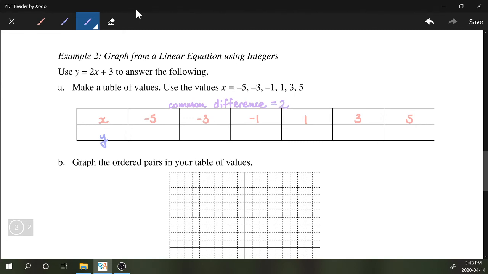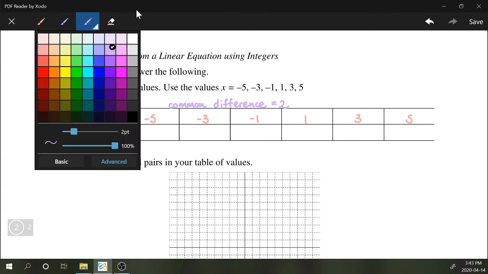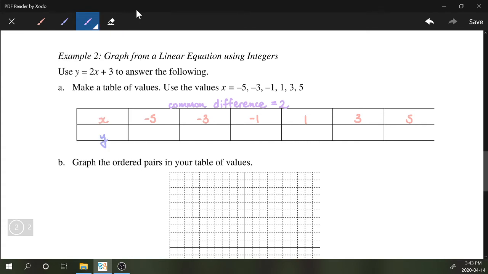Now for the y values, let's give a quick look. I'm going to substitute the x values into the equation here. If x was negative 5, 2 times negative 5 is negative 10. Negative 10 plus 3 is negative 7. So the corresponding y value is negative 7.